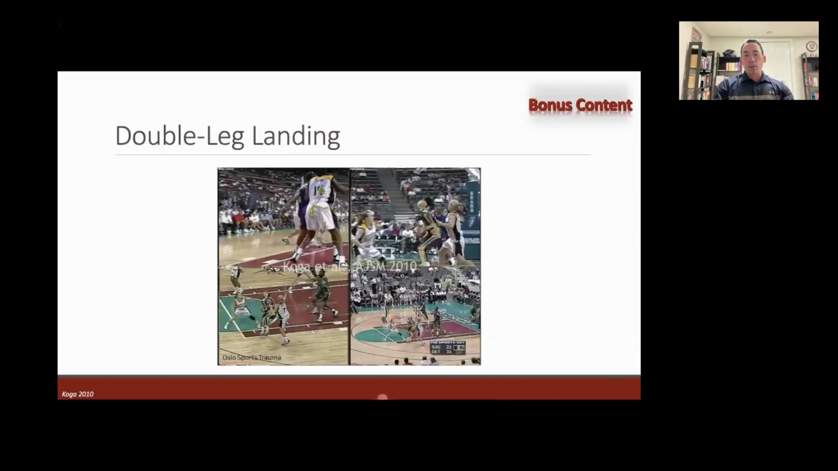All right, so some of this obviously is not on the exam, but it just gives you an idea of some of the mechanisms surrounding ACL injury.